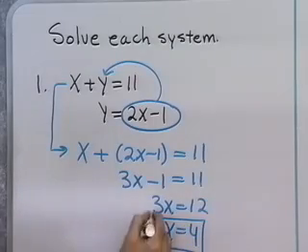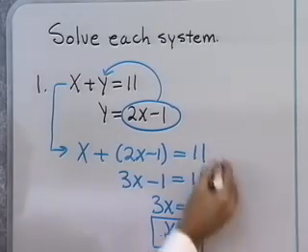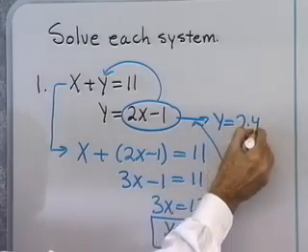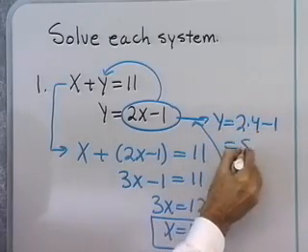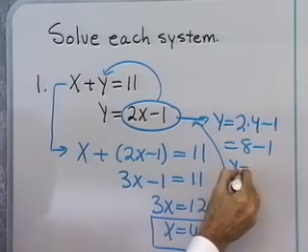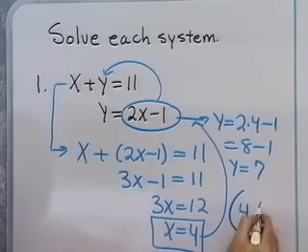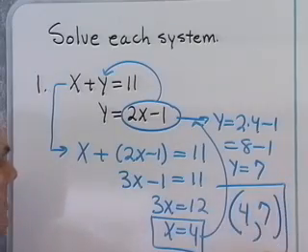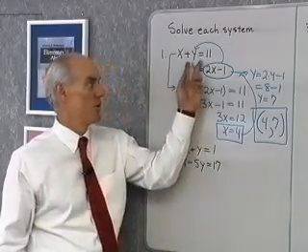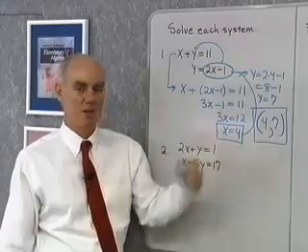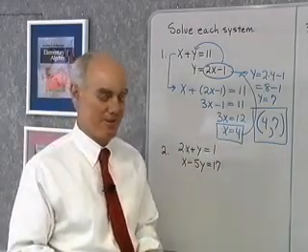The x-coordinate of my point of intersection. I'll take that value of x, put it back in here, and get y is equal to 2 times 4 minus 1. That's 8 minus 1. Y is equal to 7. So the solution to that system is x equal 4, y is equal to 7. That's the only ordered pair that satisfies both this equation and this equation. And if you were to graph these two equations, you'd see they would intersect right at that point, 4, 7.